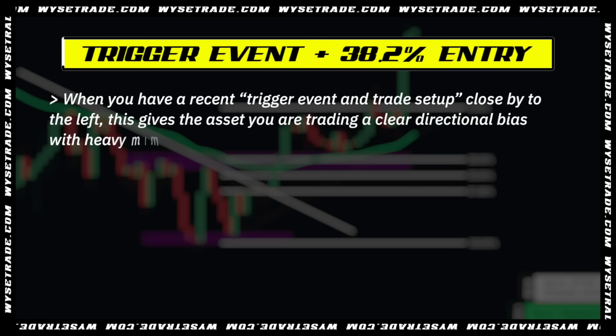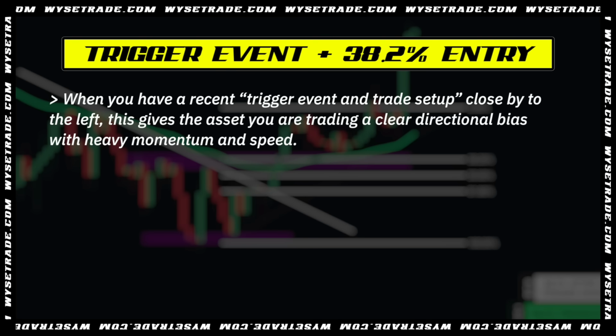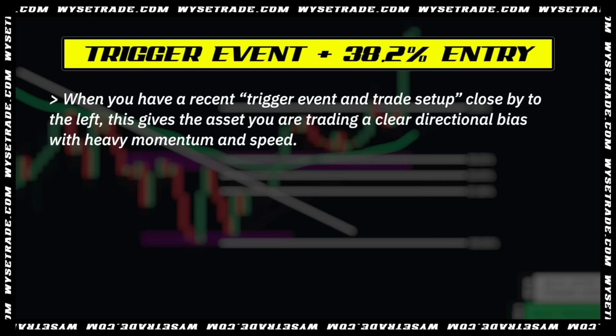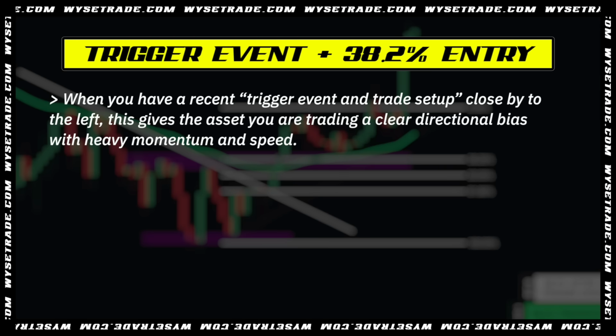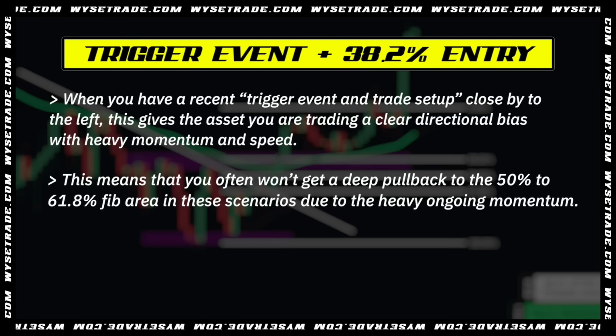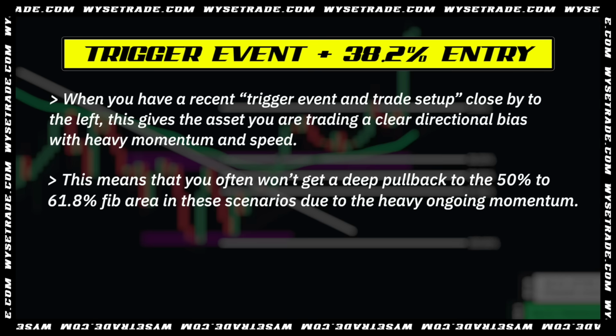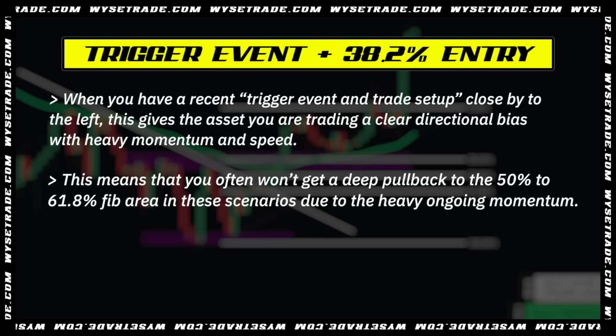So when you have a recent trigger event and trade setup close by to the left, this gives the asset you are trading a clear directional bias with heavy momentum and speed. This means that you often won't get a deep pullback to the 50% to 61.8% fib area in these scenarios due to the heavy ongoing momentum.